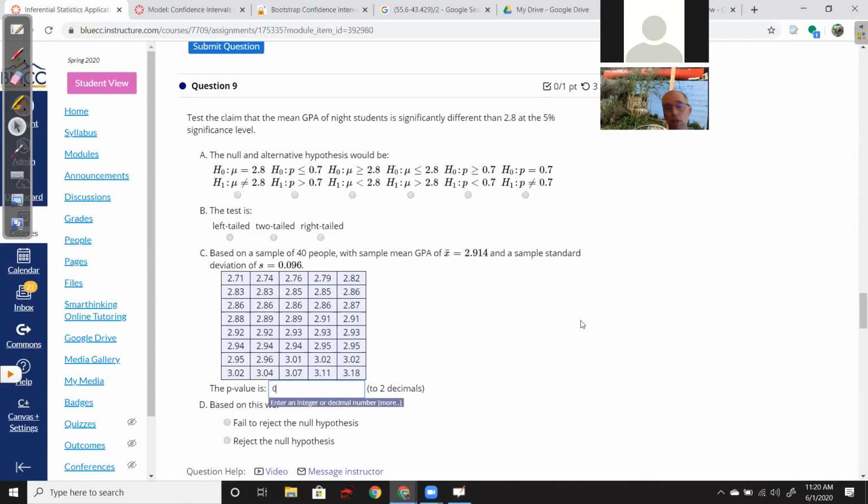If you get a tiny p-value, that means there's something wrong with the null hypothesis. The null hypothesis says night students have a GPA of 2.8. We think it's different. Now our sample says it's bigger, but that wasn't our alternative hypothesis. Our alternative hypothesis is different. So my conclusion would be there's sufficient evidence that the GPA of night students is not 2.8 on average. It's something else. So that's 0. We're rejecting the null hypothesis.